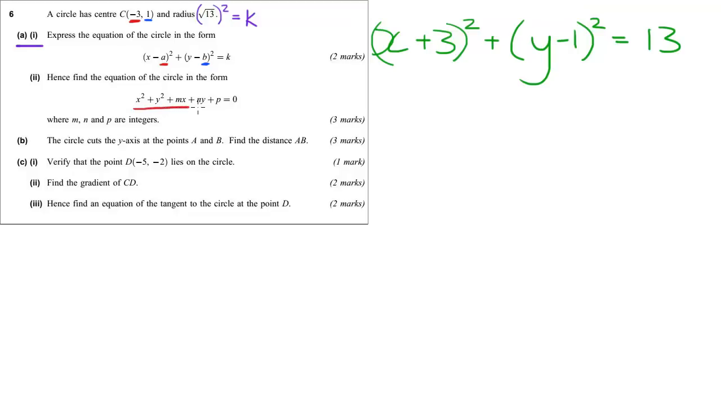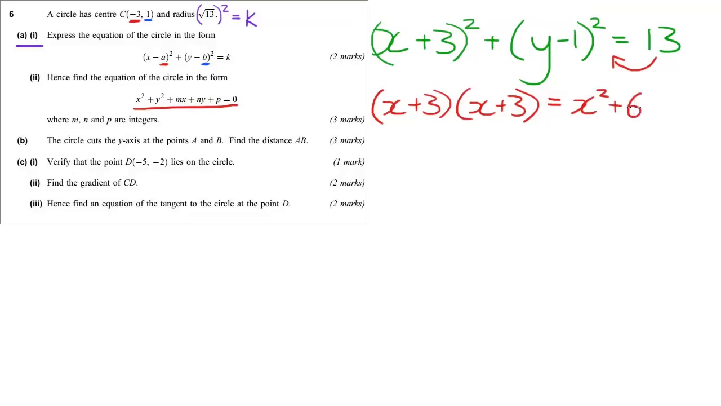So then, hence find it in this form. We just need to take what we've just got, multiply out the brackets and take the 13 back over to this side to get a 0 on the end. So let's do that. Let's expand x plus 3 squared. We're going to get x squared to start off, then plus 3x plus another 3x, so plus 6x, and 3 times 3 is going to be a plus 9.